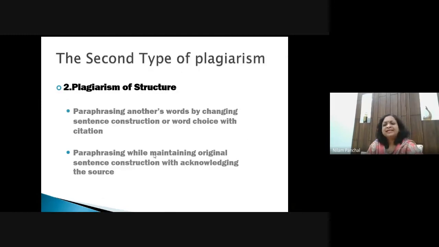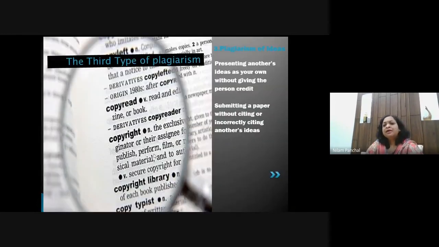The second is plagiarism of the structure. That is paraphrasing another's words by changing the sentence construction but maintaining the original sentence structure and the flow. Many times we maintain the flow, we change the words, but that is not advisable. Third is plagiarism of the ideas. Many times we borrow the idea, and we are not giving credit to the person. We are submitting a paper without citing or incorrectly citing another's ideas.